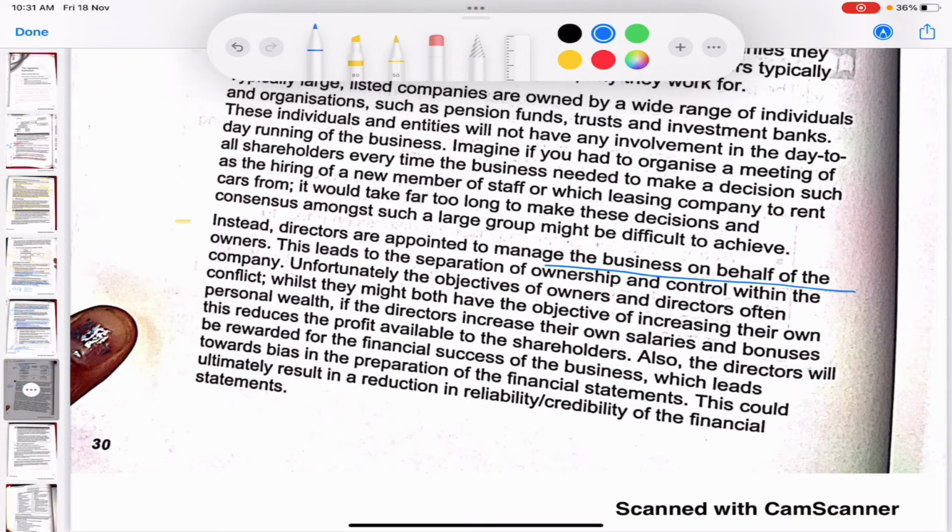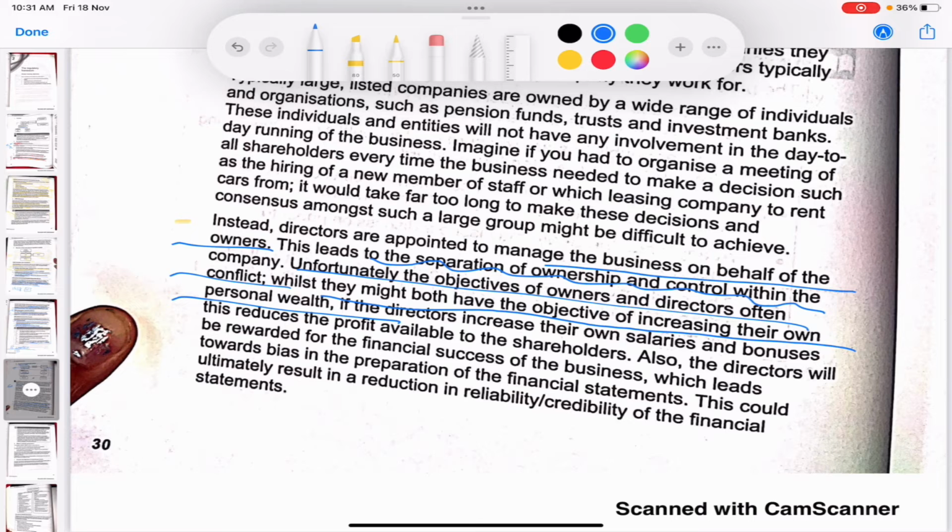They manage the business on behalf of the owners. This leads to the separation of ownership and control within the company. Unfortunately, the objectives of the owners and directors often conflict. So sometimes there are differences in opinions, right? Whilst they both might have the objective of increasing their own personal wealth.